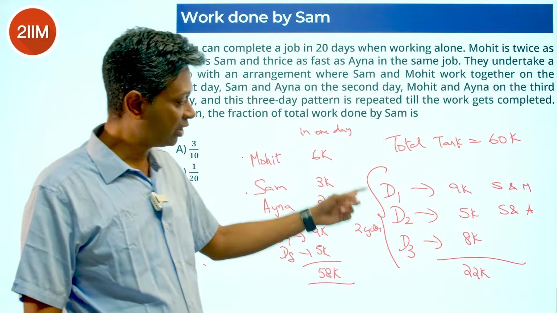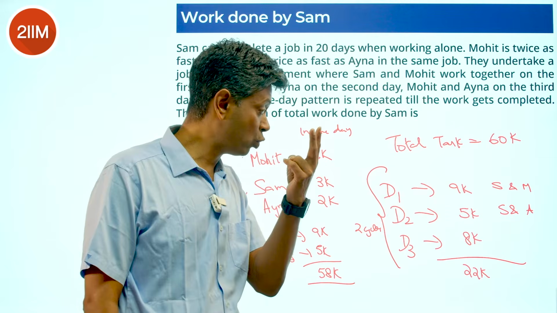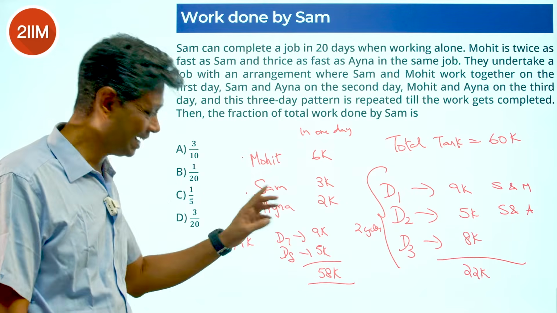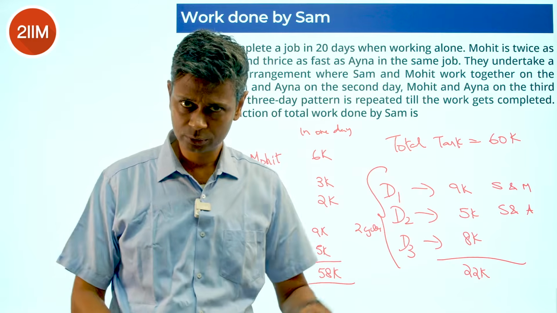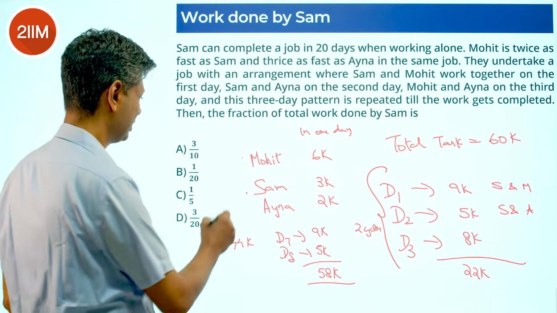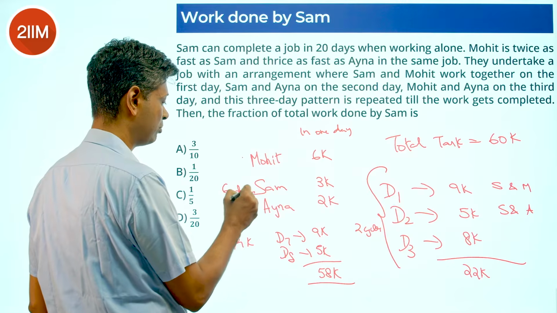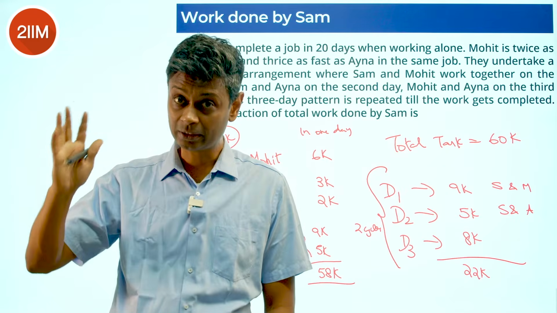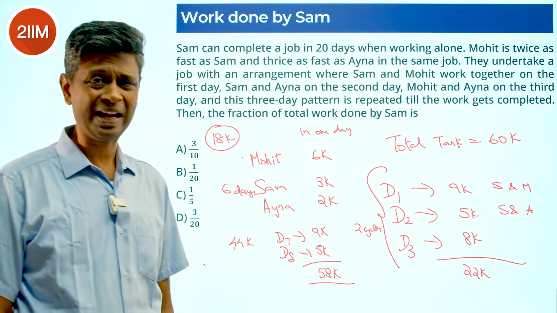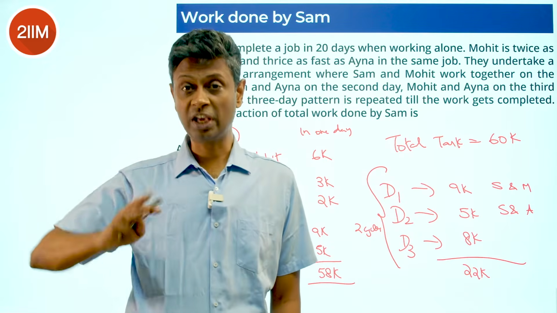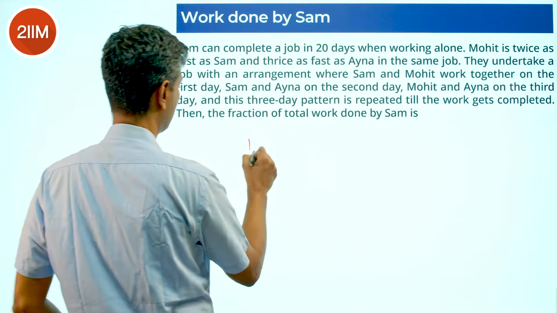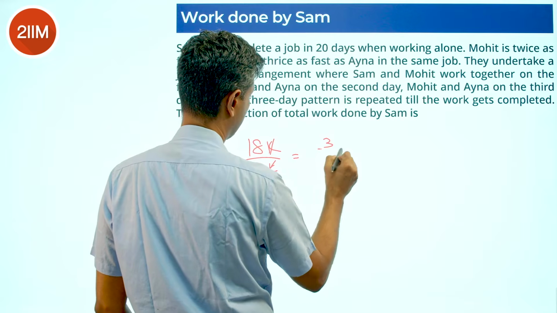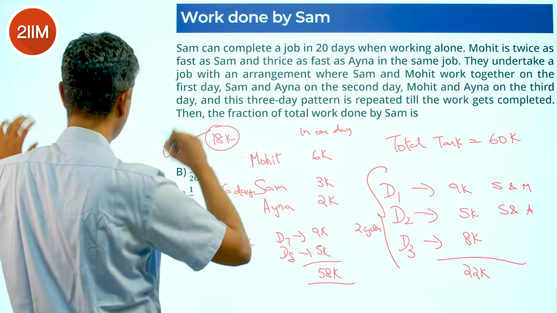So Sam would have worked day 1 and day 2, 2 days in the first cycle, day 4 and day 5, 2 days in the second cycle, 4 days, day 7 and day 8. So Sam worked for a total of 6 days. I'm interested in only what Sam does. Sam works for 6 days. So Sam does 6 days into 3k, 18k of the task on his own. Which is super useful because the question says what fraction of the task is done by Sam. Total task is 60k. Sam does 18k, fraction is 18k by 60k, which is 3 by 10. So I'm looking for an answer choice that is 3 by 10, that's available.